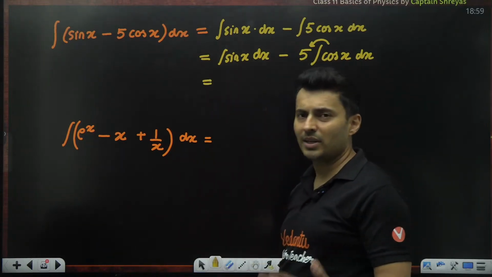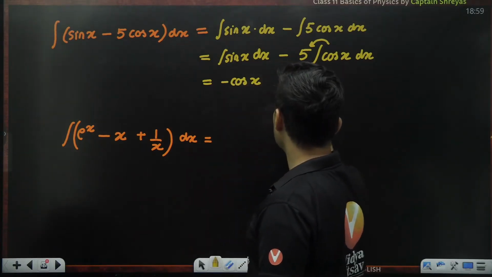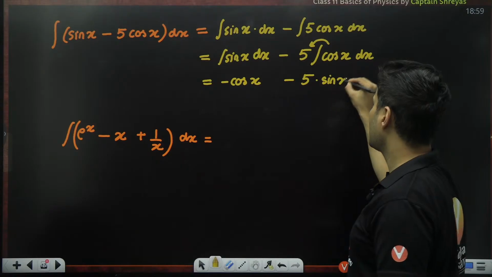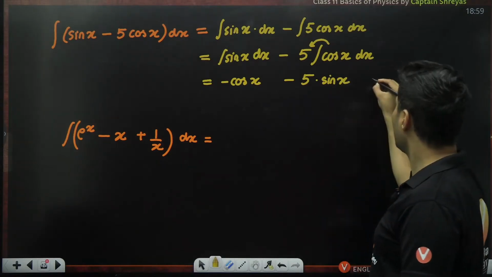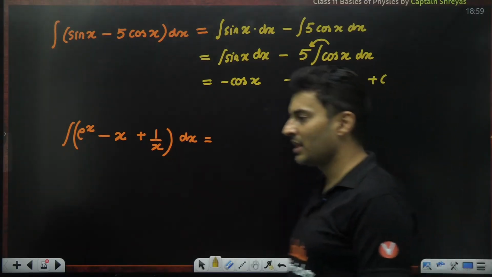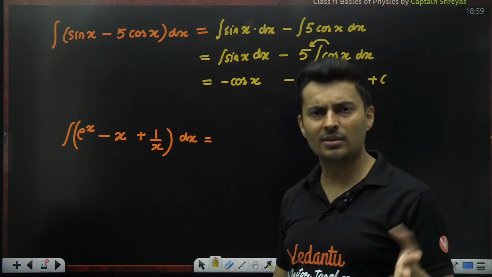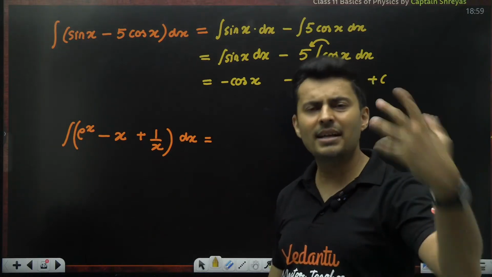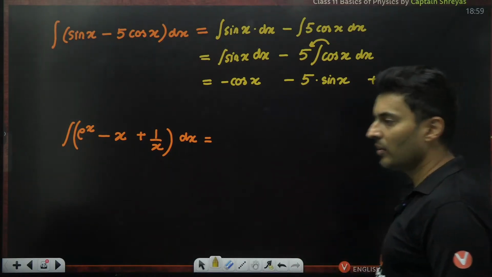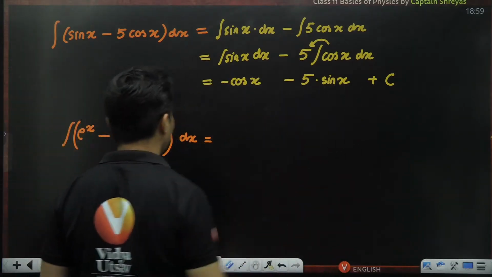What is integration of sine of x? It is negative cos of x. Minus 5 is there. Cos of x's integration is basically just sine of x. Now, should I put C1 minus C2, C1 plus C2, or should I just put one constant? The answer is just put one constant, because constant minus constant is a constant, constant plus constant is a constant, constant multiplied or divided by a constant is another constant. So no need to put multiple constants, just put a single constant. Perfecto. So the answer is minus cos x minus 5 sin x plus c.